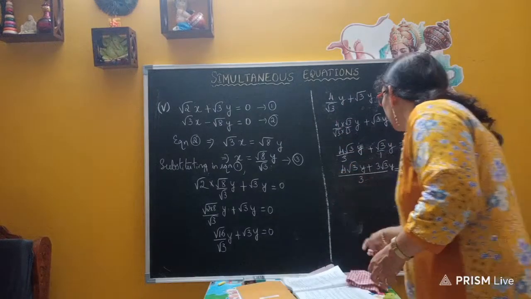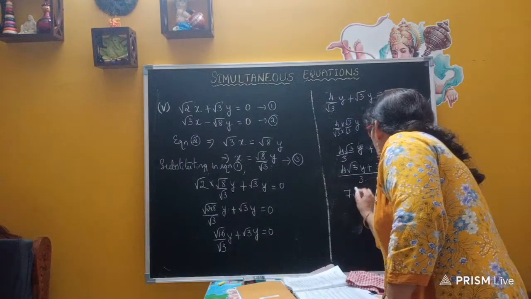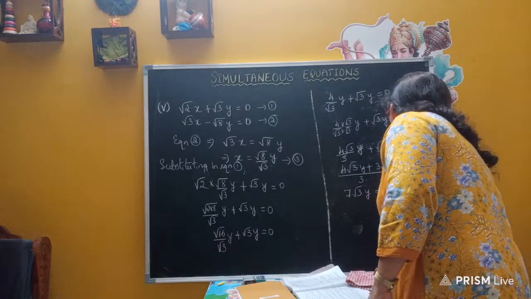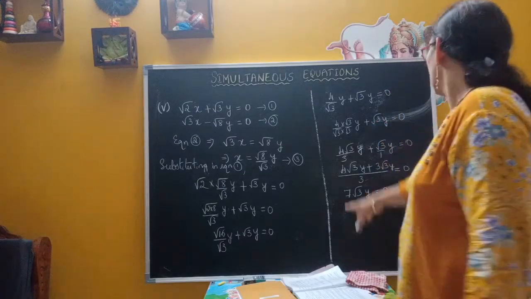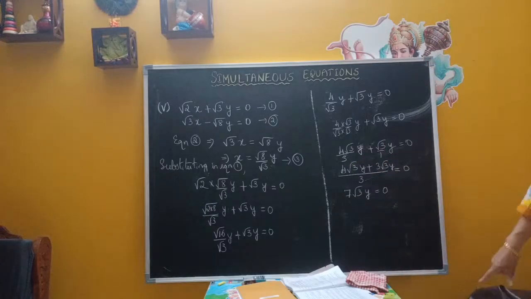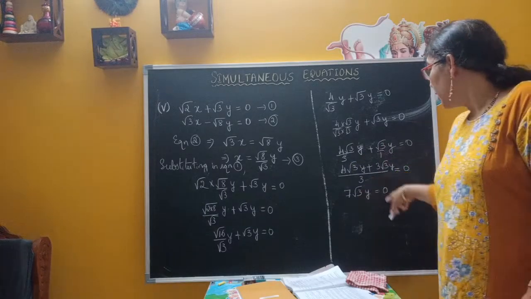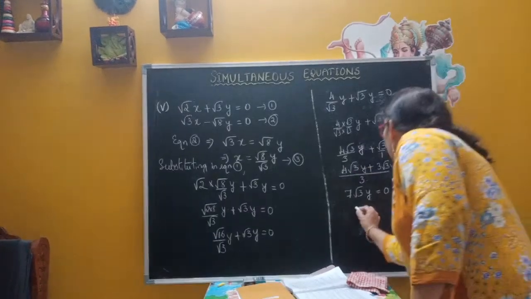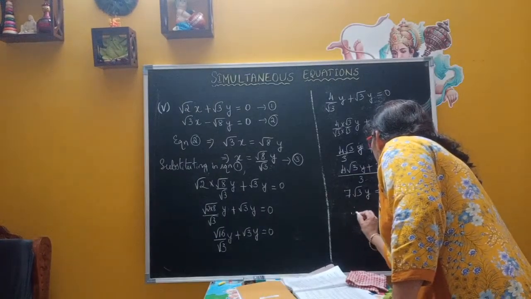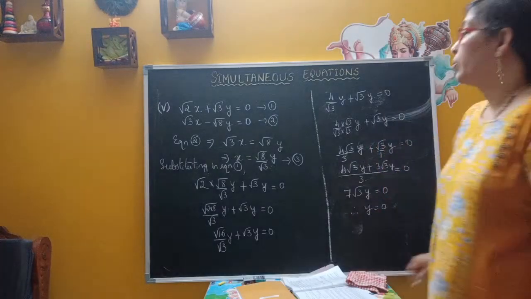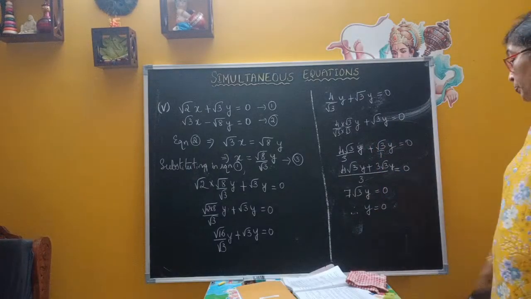7 root 3 y is equal to 0. Plus 3, 7 root 3 y is equal to 0. Okay, now what do we get? So y is equal to what? 0 by something is what? 0 itself. Therefore, y is equal to 0. Okay, y is equal to 0.